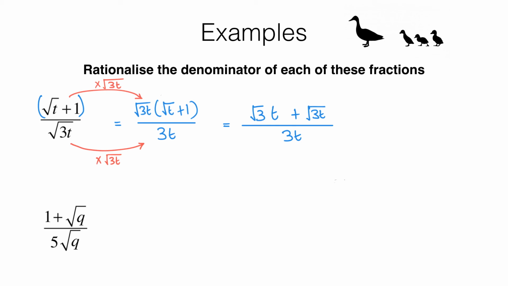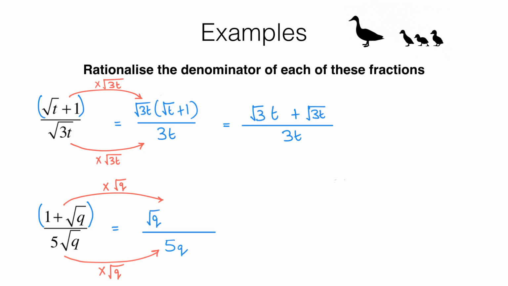I would multiply the numerator and the denominator by root q. This gives us a denominator of 5 times root q times root q, which is 5q. Now, our numerator will be 1 plus root q multiplied by root q. It doesn't matter which way round I multiply two quantities, so that is the same as root q multiplied by 1 plus root q. Now, we could either leave it at that, or we can expand the numerator out to give us root q plus q, and our denominator will still be 5q.